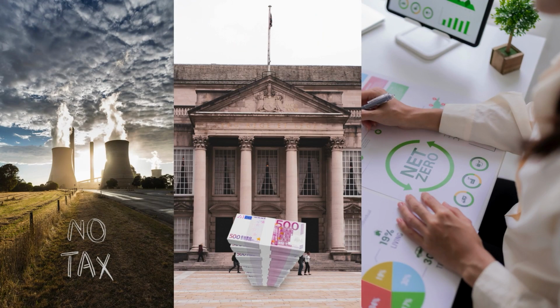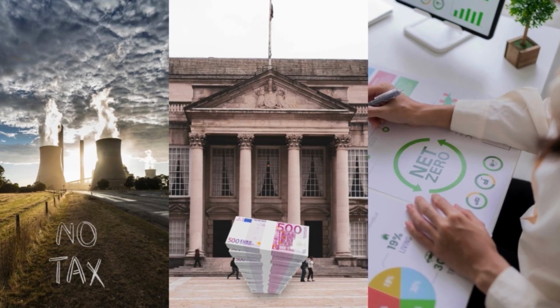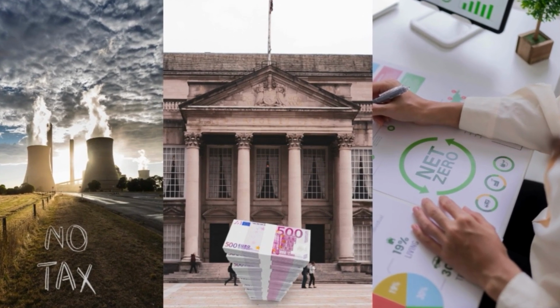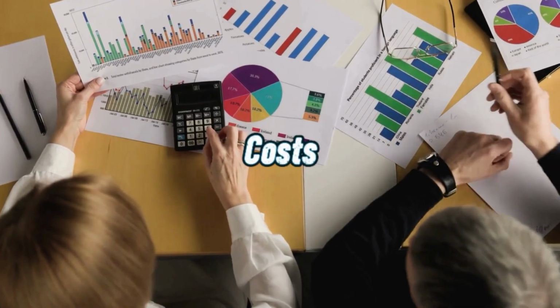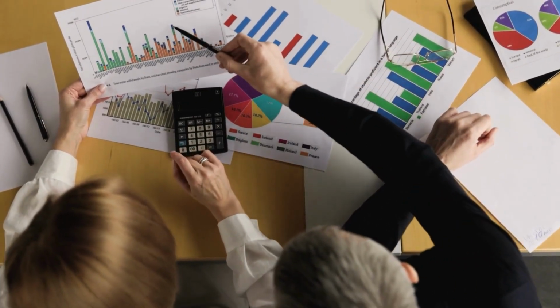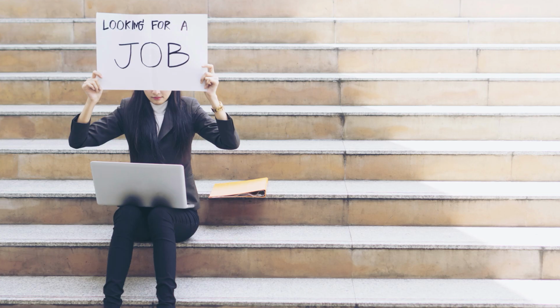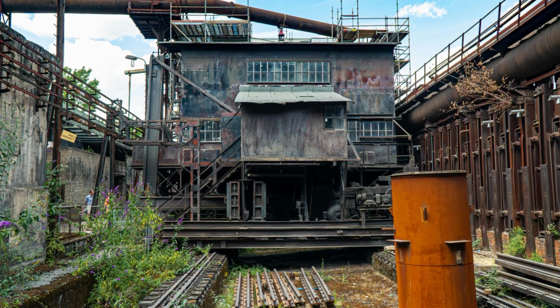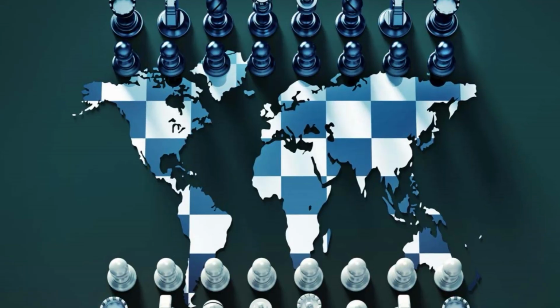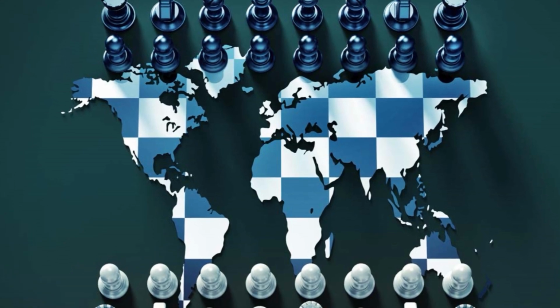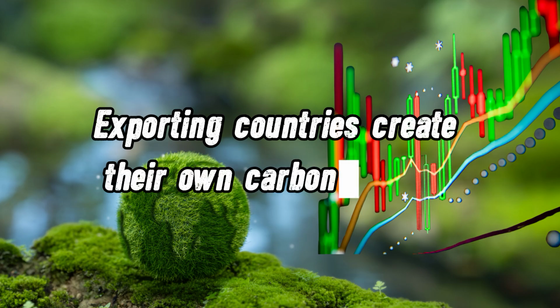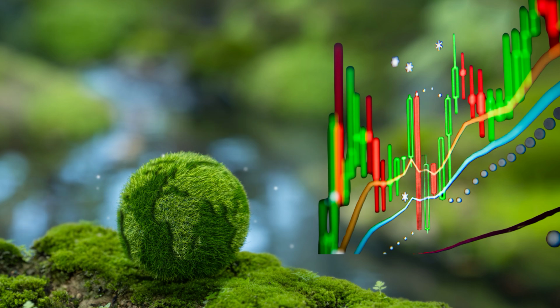CBAM often looks painless. Consumers don't see a visible carbon tax. Governments collect revenue. Climate goals stay intact. But costs don't disappear. They resurface later. In supplier margins, in employment pressure, in industrial relocation decisions, in geopolitical tensions. That's why many exporting countries are now creating their own carbon markets to keep that revenue at home.